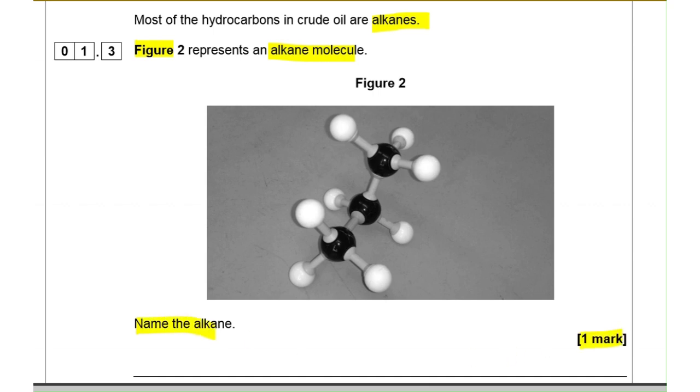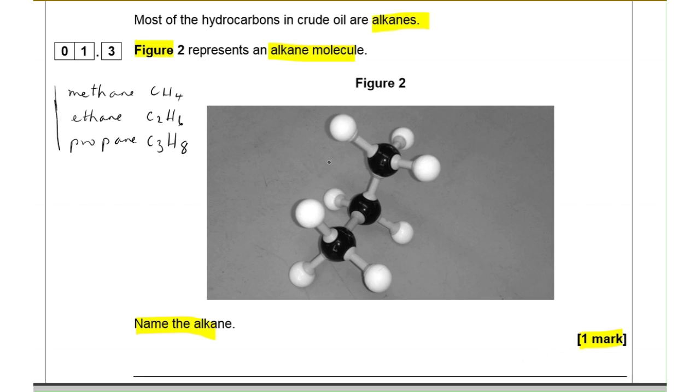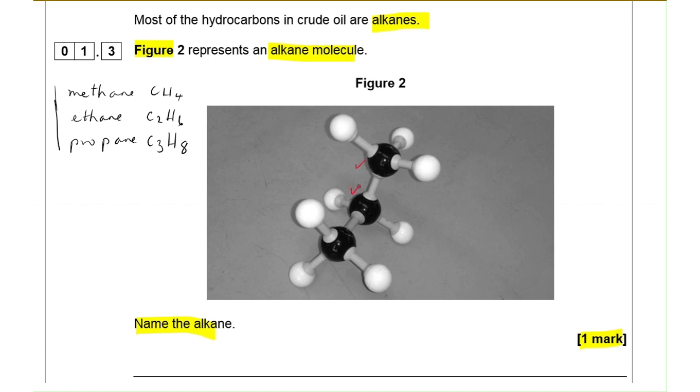Now, if we look at the first 3 alkanes in the series, methane, ethane, propane, the formulas are written there. So what we have to do is look at the photograph. Let's look at the black spheres. There are 3 of those, and they represent carbon. If we look at the white spheres, there are 8 of those and they represent hydrogen. So the formula is C3H8, which means that the molecule must be propane. So to get 1 mark for this question, write propane.